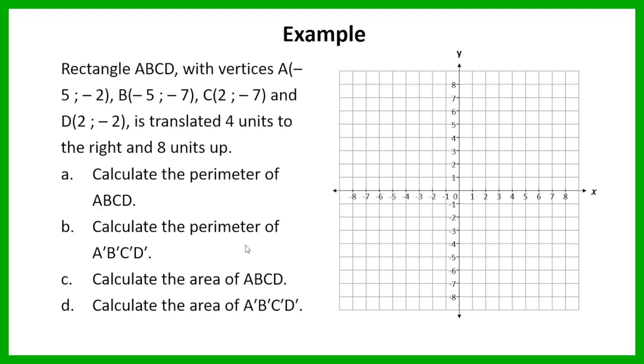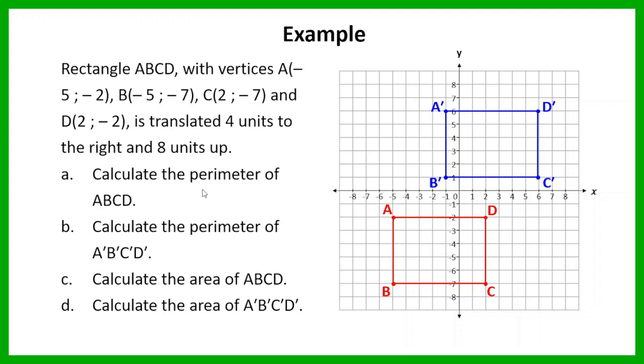So first we're going to start off by drawing ABCD using the points that they gave us. So that is this over here. A is (-5, -2), B is (-5, -7), C is (2, -7), and D is (2, -2). So that's our rectangle ABCD. Then it says that it is being translated 4 units to the right and 8 units up. That should give us a rectangle that looks like this.